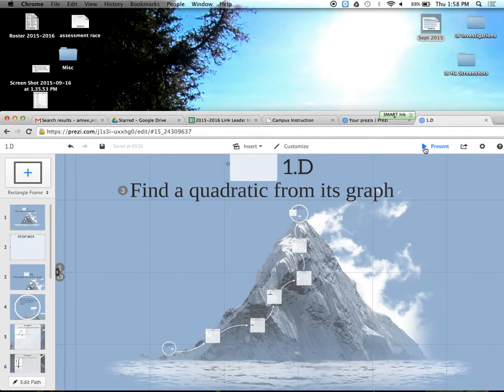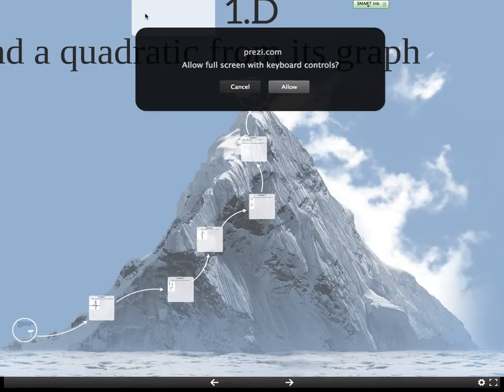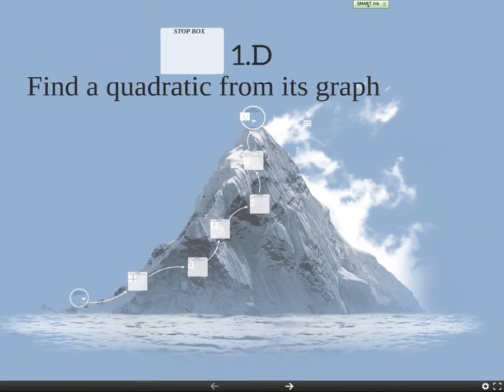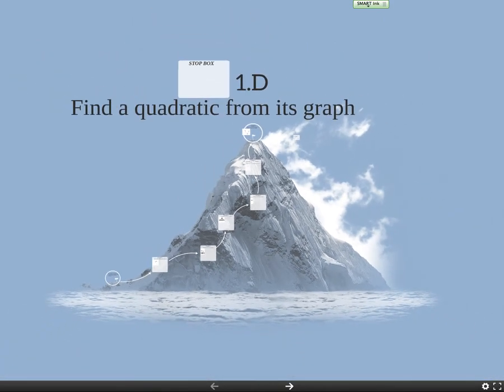And we'll see. So today's section is 1D: Find a quadratic from its graph.